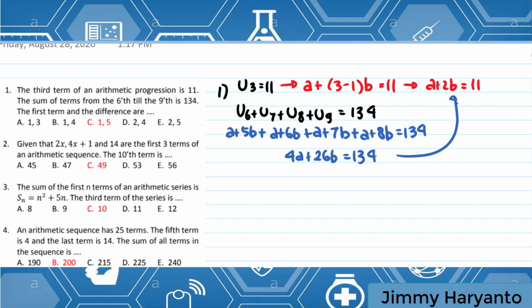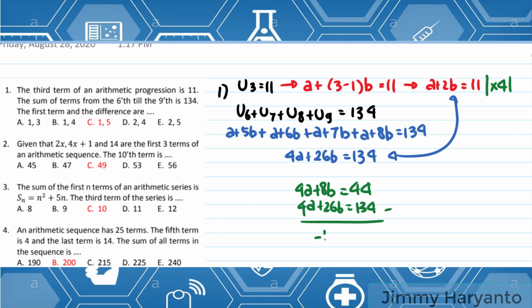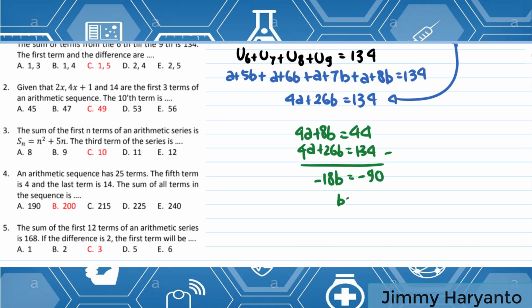And then we have to eliminate this and this by multiplying with 4. So I have to multiply this with 4. It will become 4A plus 8B equals 44. And then I have 4A plus 26B equals 134. Okay, subtract it. It will become negative 18B equals negative 90. Negative 90. Okay, good. So B will be 5.